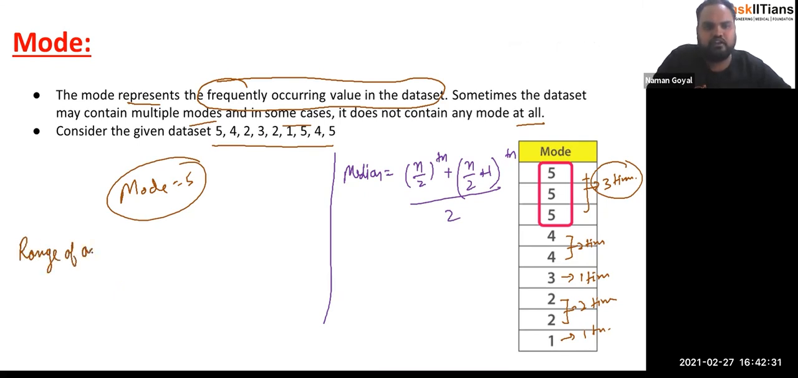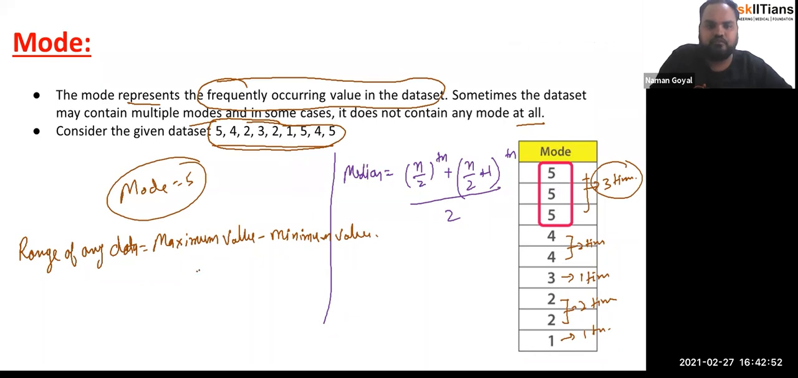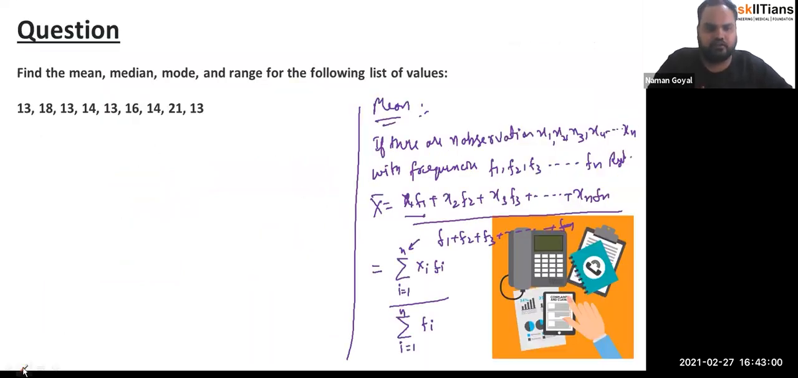Range of any data is what? Maximum value minus minimum value. Simple as that. So if I want to find out the range of this data, maximum is 5 and minimum is 1. So the range is 4. Simple as that. Okay, now we have the data.